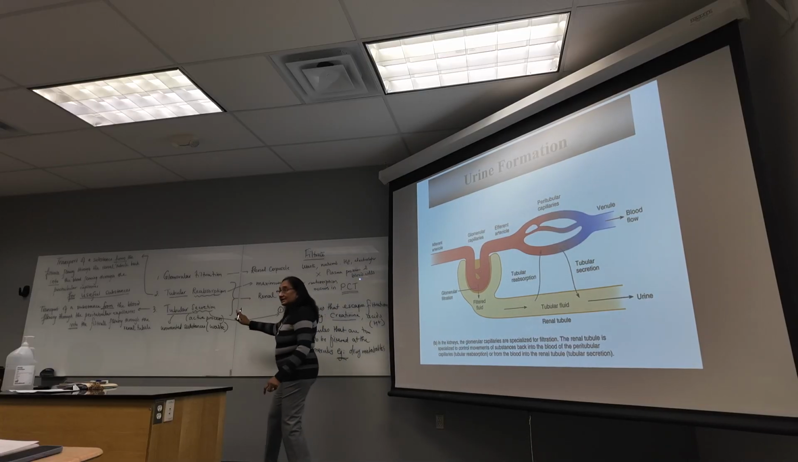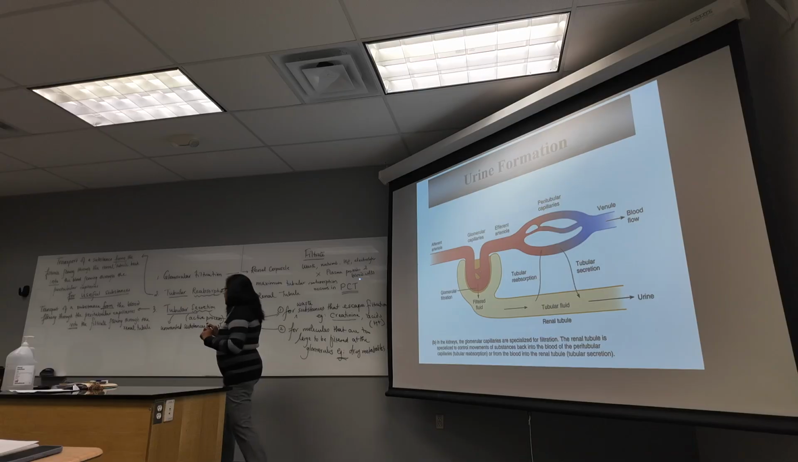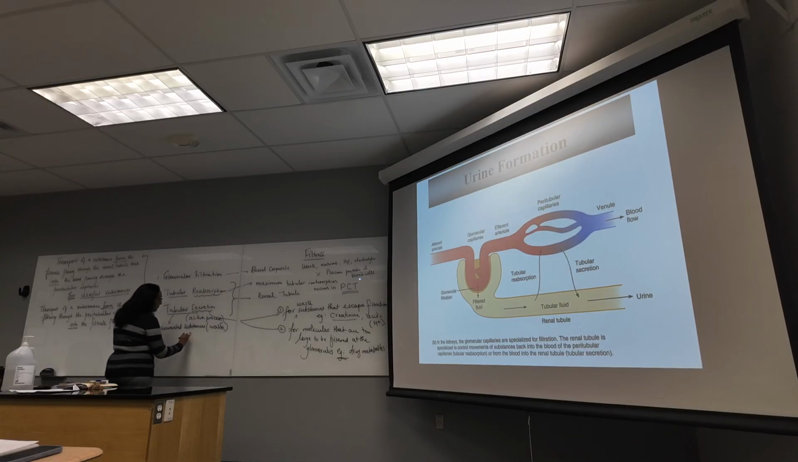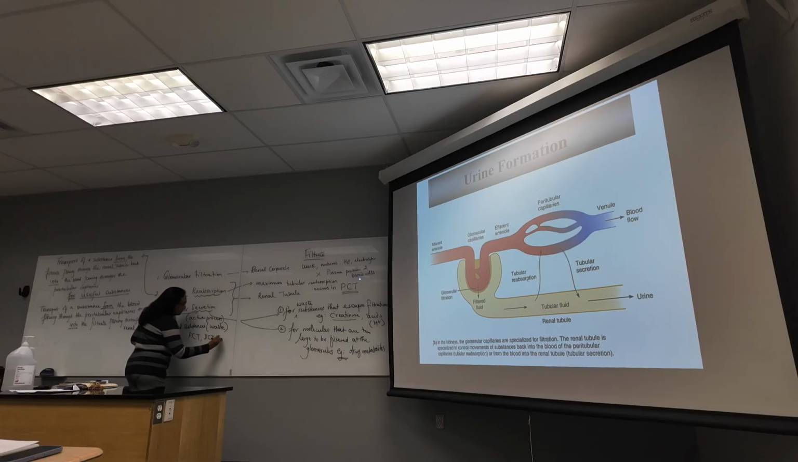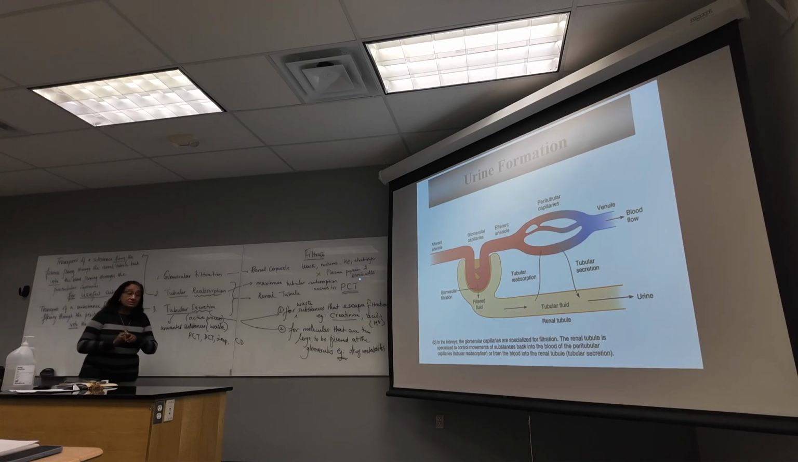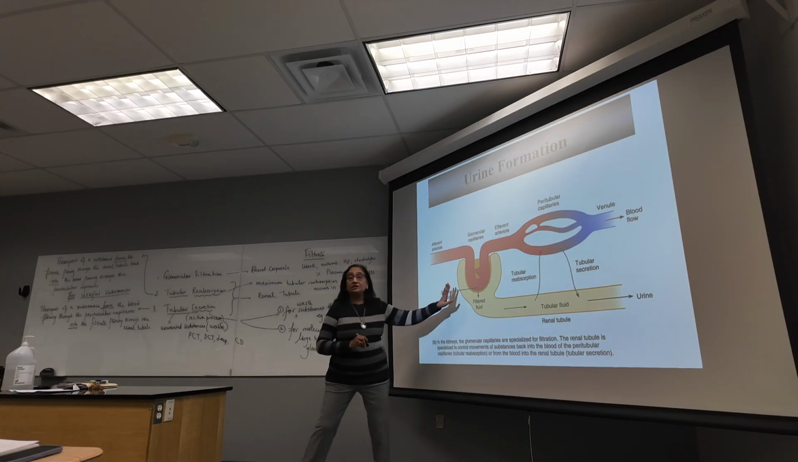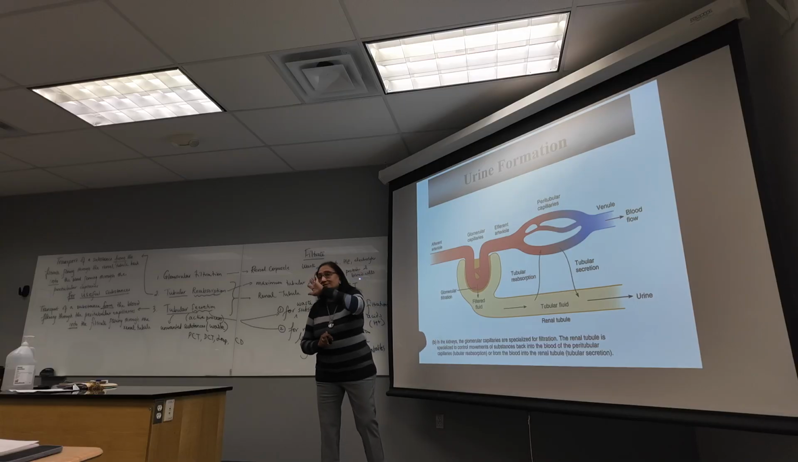Now, tubular secretion can happen throughout the tube, anywhere: PCT, DCT, loop, collecting duct. So it can happen throughout, depending on the substance. Now, the urinary system is a very complex physiology, so we are just going to touch the surface.